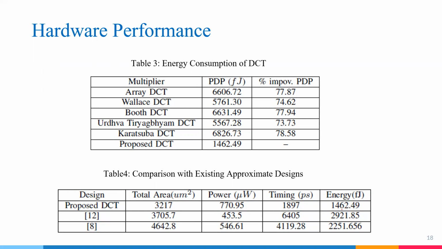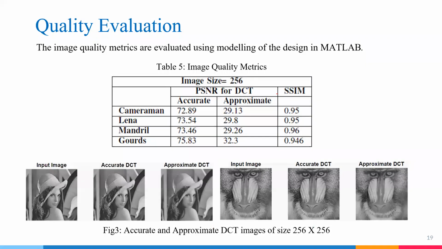You can see that our power delay product is very low when compared to the existing designs. From the power delay products of the other DCT implementations, we are getting around 75% improvement when compared to the existing designs. We also applied this to image processing, where we computed SSIM and PSNR values. This is the accurate PSNR value, and this is the approximate PSNR value. Typically a PSNR value above 30 is acceptable.